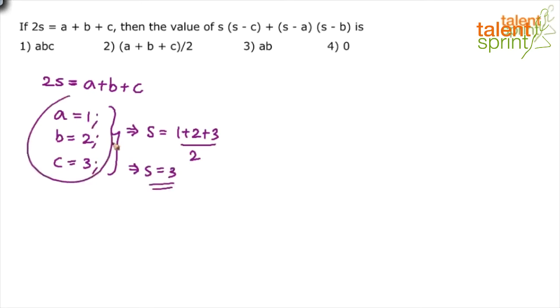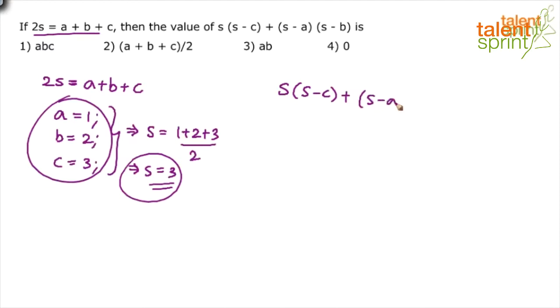That's it. So if A, B, C are 1, 2, 3, then S should be equal to 3. This is just an assumption, right? And nothing is wrong with it because we have gone according to the given condition here. Now he's asking us to find out the value of S into (S minus C) plus (S minus A) into (S minus B). Just substitute whatever you have got.